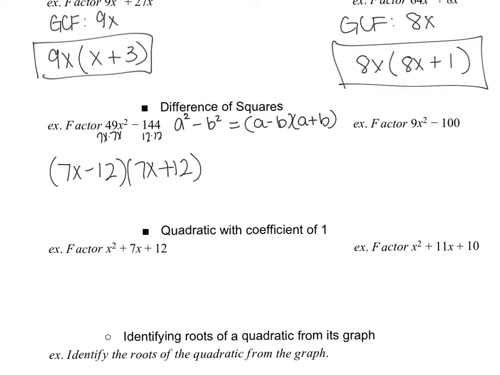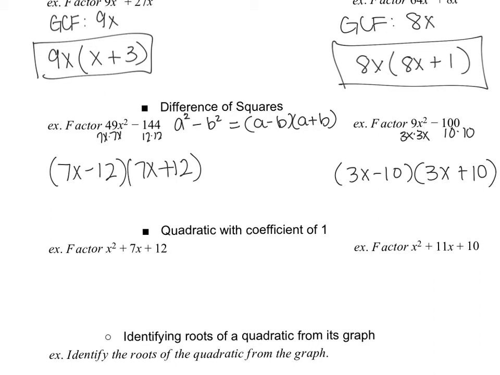We're going to do the same thing for 9x squared minus 100. So 3x times 3x is going to give us 9x squared, and 10 times 10 is going to give us 100, which means 9x squared minus 100 factors as 3x minus 10, 3x plus 10.